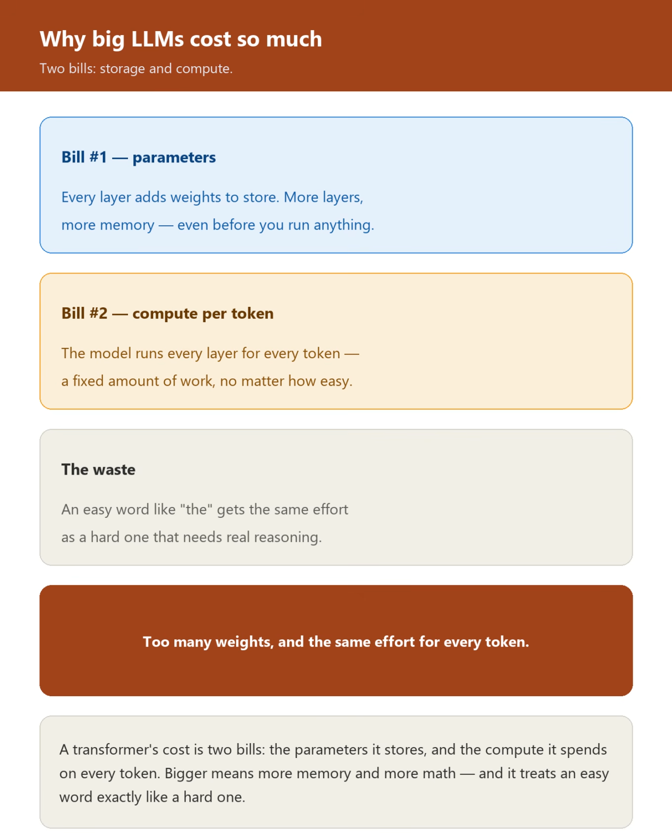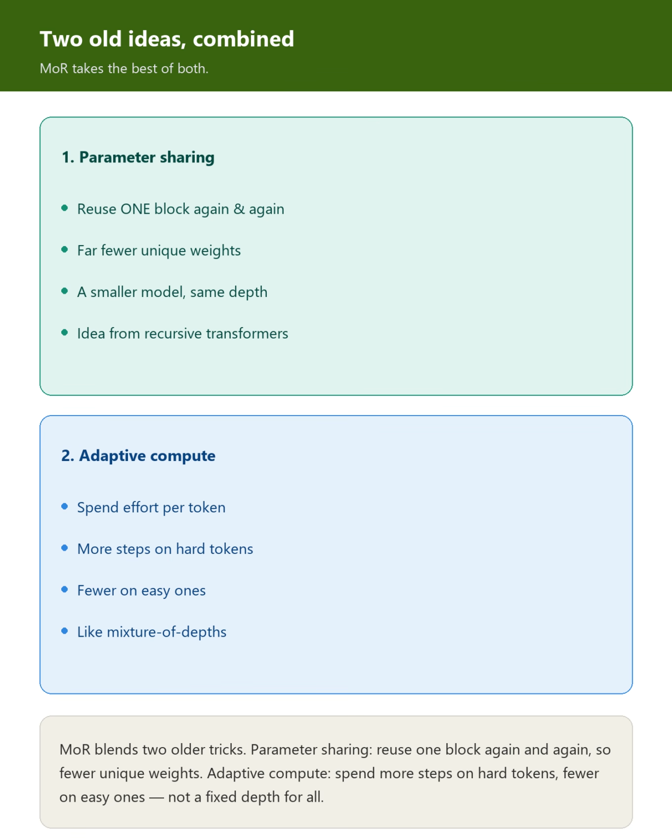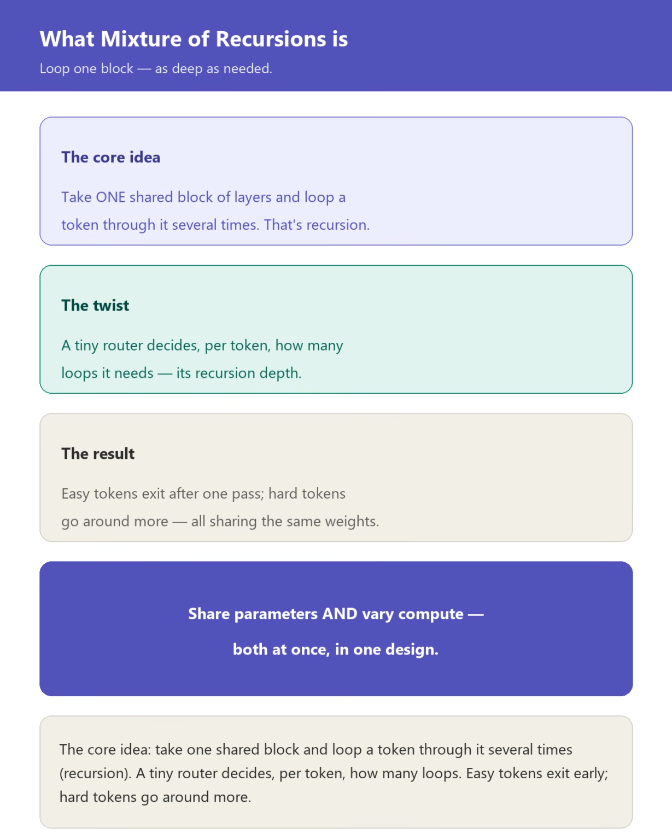A transformer's cost comes from two things: the number of parameters it stores, and the amount of compute it spends on every single token. Bigger models mean more memory and more math, and they treat an easy word exactly like a hard one. Mixture of Recursions blends two older tricks. Parameter sharing: instead of many different layers, reuse one shared block again and again, which shrinks the model. And adaptive compute: spend more steps on hard tokens and fewer on easy ones, instead of a fixed depth for all. So here's the core idea.